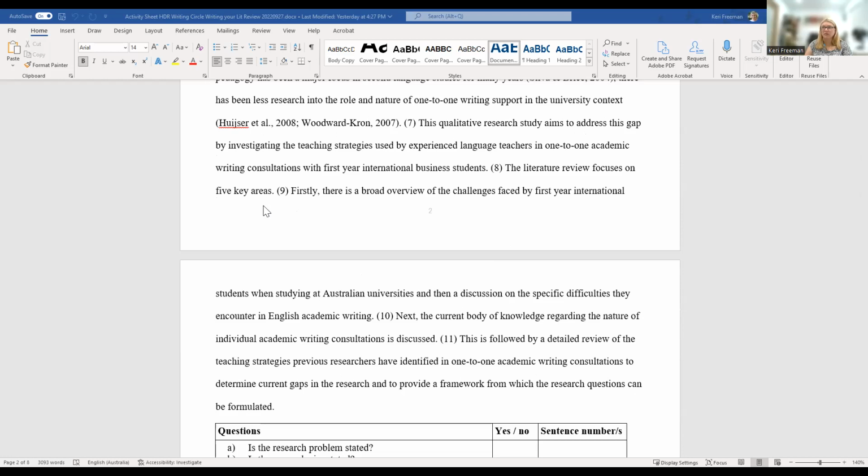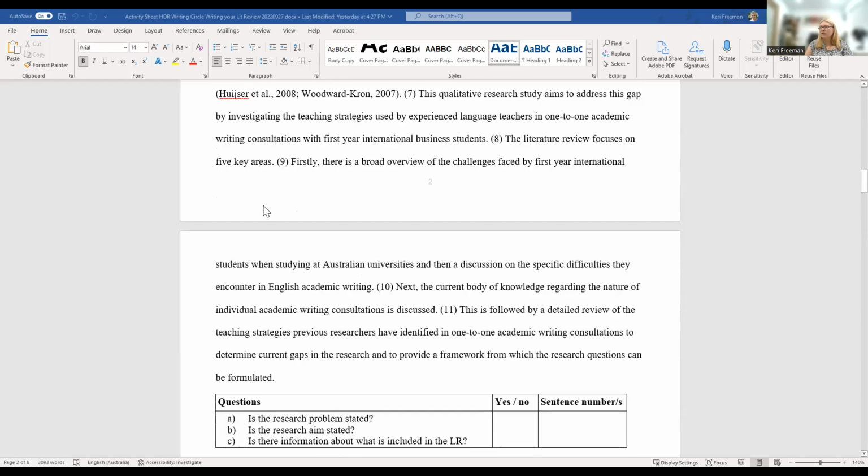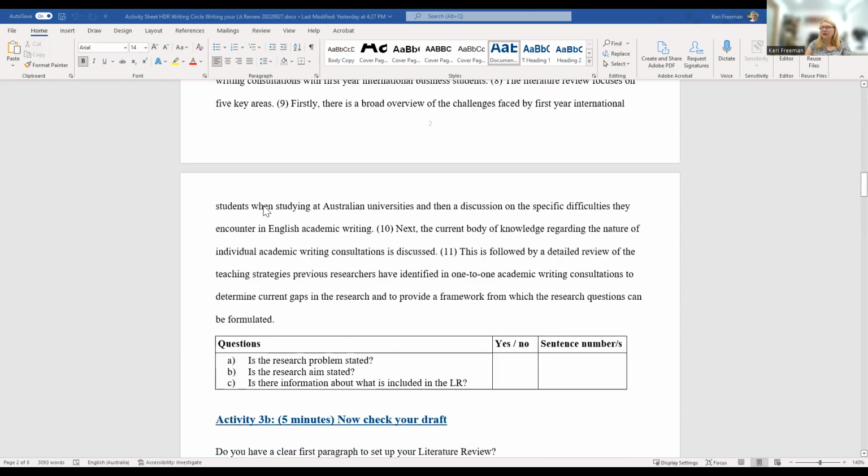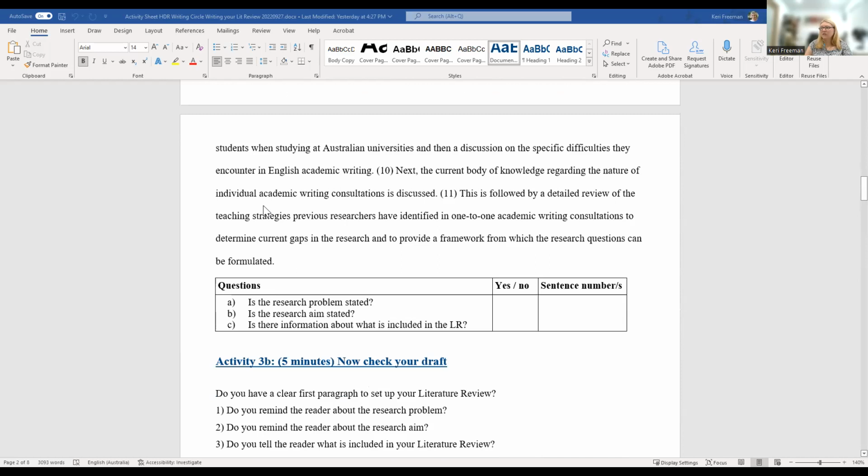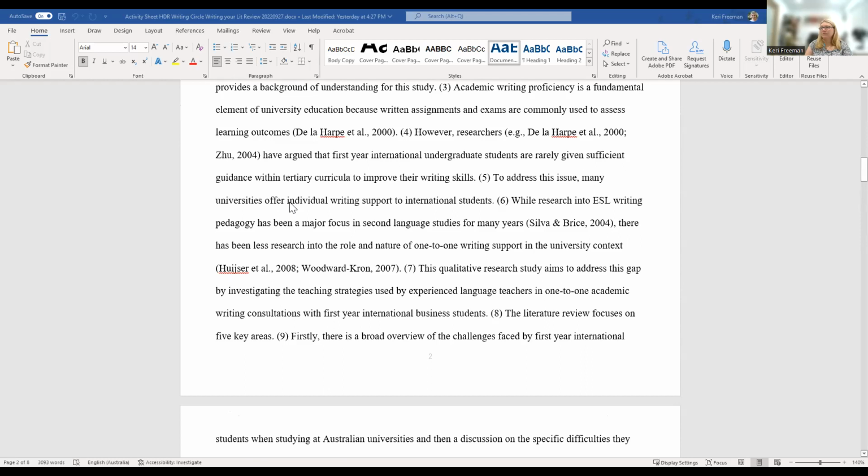This qualitative research study aims to address this gap by investigating the teaching strategies used by experienced language teachers in one-to-one academic writing consultations. The literature review focuses on 5 key areas: broad overview, and so on. Next, the current body of knowledge regarding the nature of individual academic writing consultations is discussed, followed by a detailed review to determine current gaps in the research and to provide a framework from which the research questions can be formulated. Okay. Research problem, what do you think?